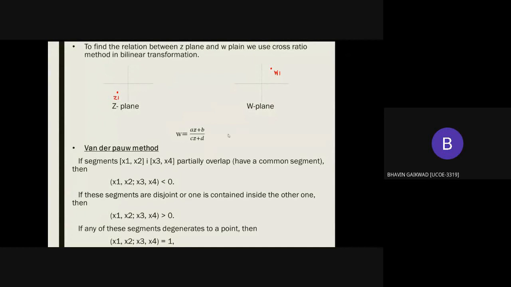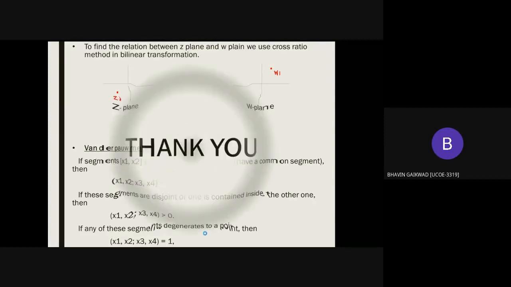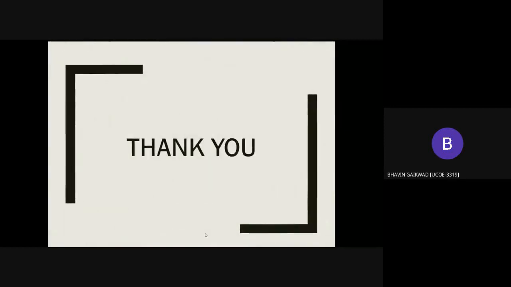The third application is the Van der Pol method. If two line segments x1, x2 and x3, x4 have the cross ratio of x1, x2, x3, x4 less than 0, then the two segments partially overlap. And if the cross ratio is greater than 0, then the segments are disjoint or one is contained inside the other. And if the cross ratio is equal to 1, then these segments degenerate to a point. So we can conclude that to simplistically solve the bilinear transformation, we can use the cross ratio method.